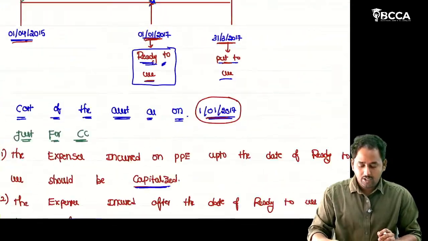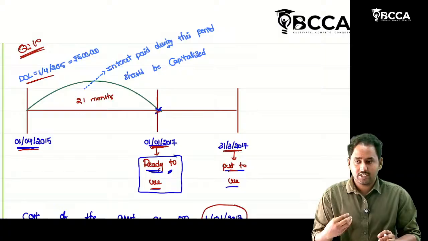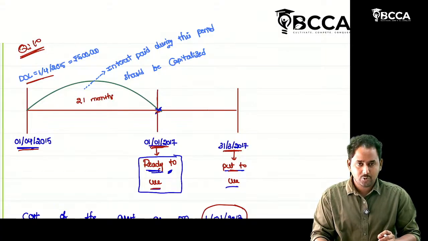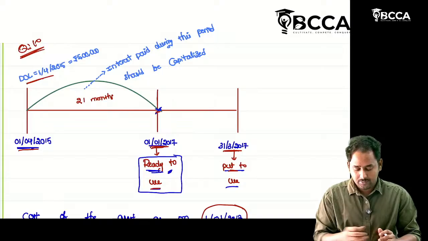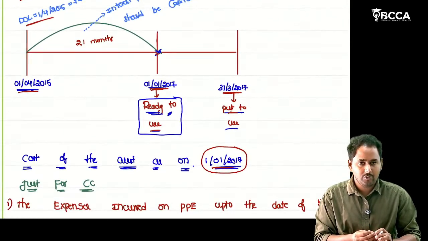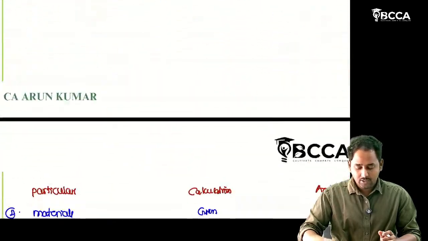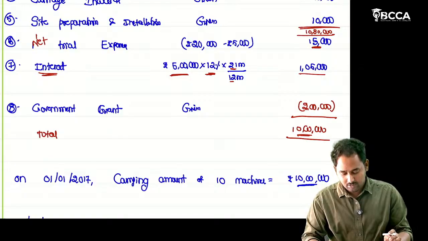What is the interest here? Interest is also a type of expense. So that expense also should be stopped on which date? That expense should be added to the cost of the asset, right? But the capitalization of the expenses should be stopped from 1/1/2017. So that's why that interest portion should be added to the cost of the asset for that period.